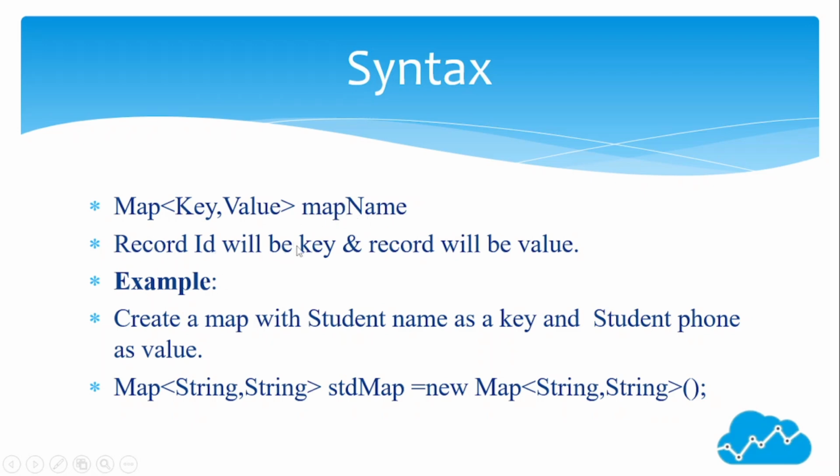Record ID will be the key and record will be the value. For example, create a map with student name as a key and student phone as a value. So we are taking here Map<String, String>. One, student name would be a string, and student phone would be a second string. So this will be a key, student name, and student phone would be a value.